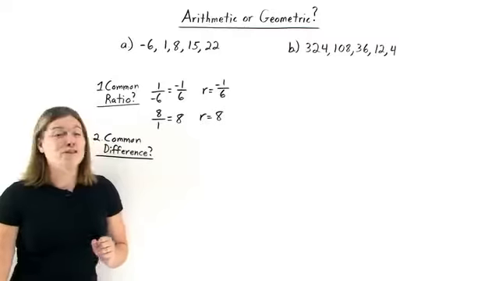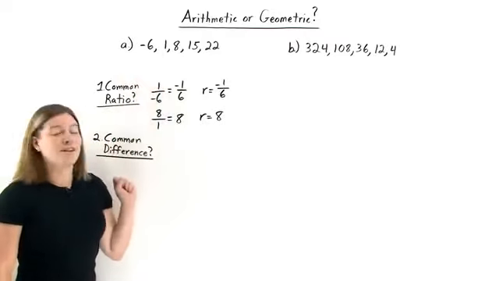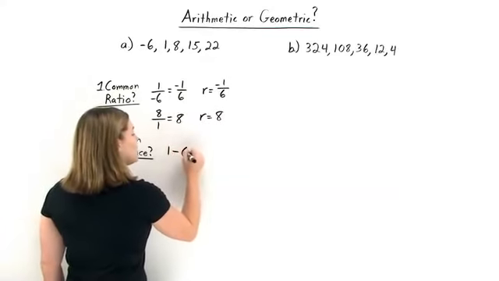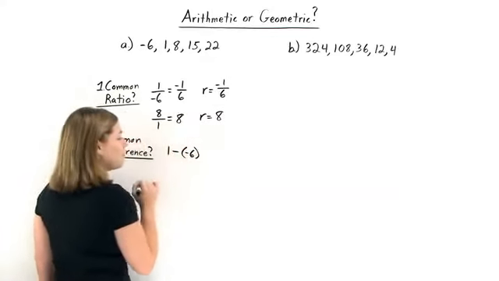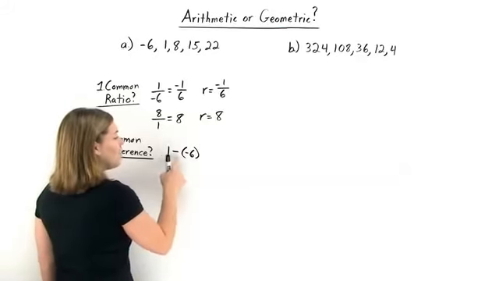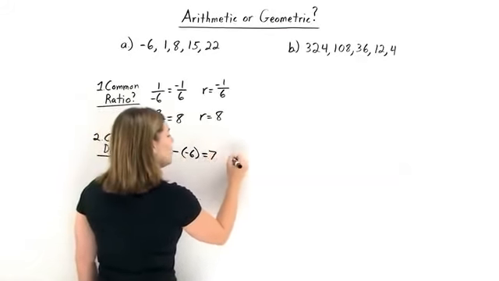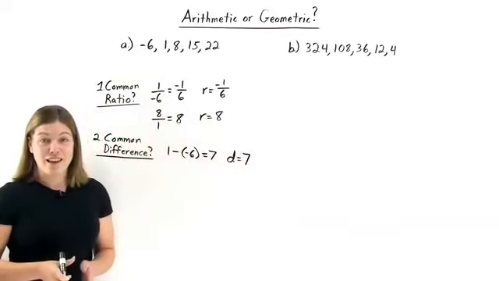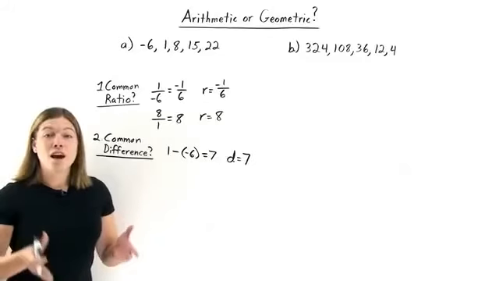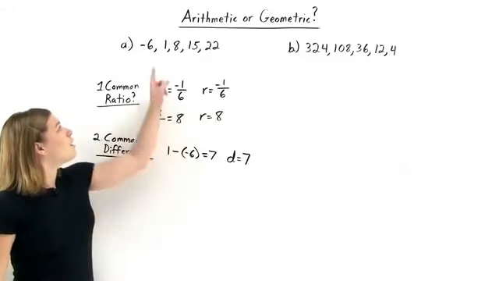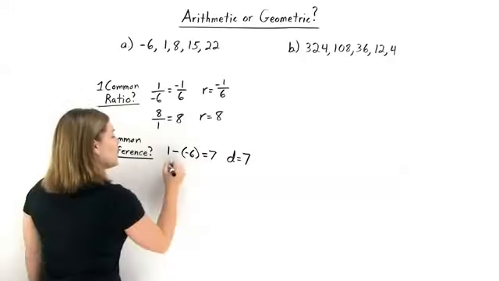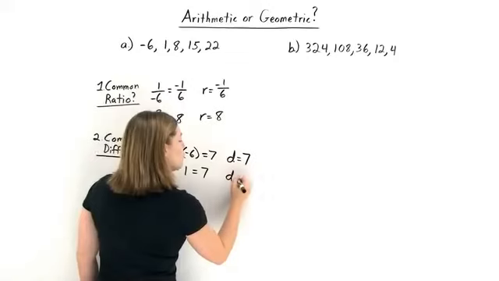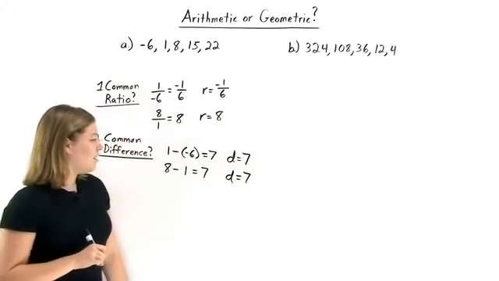Again, take a look at the first two terms, -6 and 1. To find the difference between those two terms, we take 1 and subtract the term that comes before it, -6. 1 minus a -6 is 7. So here we're proposing that D, the common difference, is 7. But we need to check the other consecutive terms. So here we now look at 1 and 8. We find the difference. 8 minus 1 is 7. So we get that D equals 7.